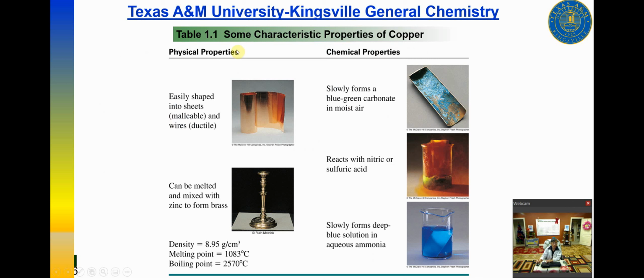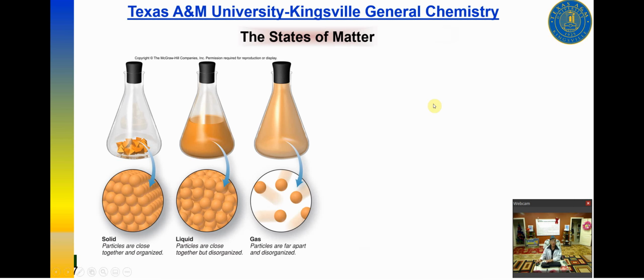So this is Table 1, which showed you characteristic properties of copper. If you have a copper wire, a piece of copper metal, you can make it into different shapes, which is a physical change. If you expose this copper to the atmosphere, you see the color change to bluish gray. Actually it's a carbonate. So, physical change, chemical change.